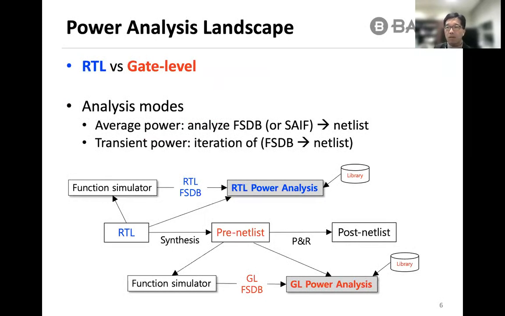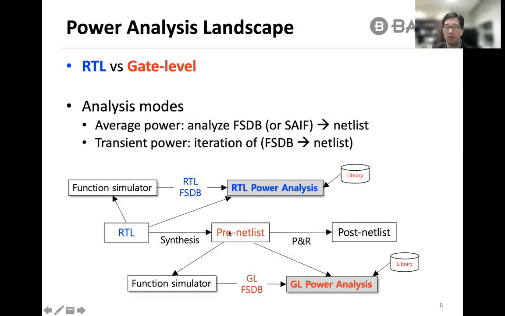Let me give you a very brief overview of power analysis. In RTL power analysis, the RTL design goes to a function simulator to yield an RTL FSDB. The analysis takes the RTL description and extracts a netlist prototype, or rough netlist, through internal synthesis. Such a prototype netlist is linked with a particular technology library and becomes a target for the analysis with the given RTL FSDB.